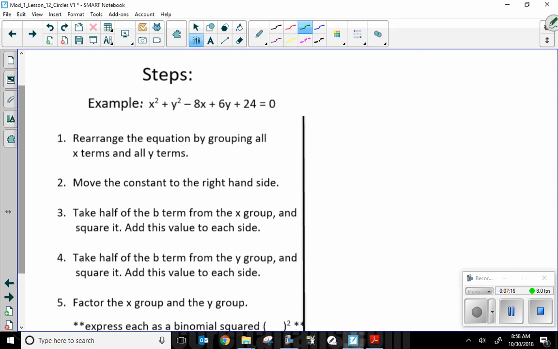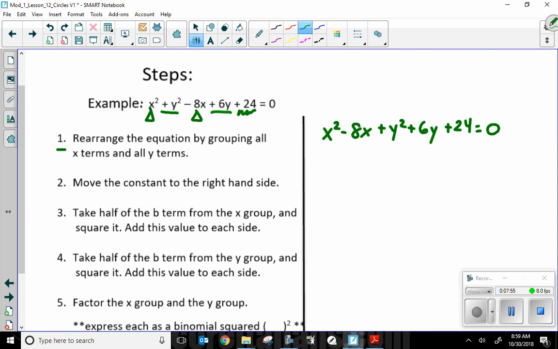So the first thing we're going to do is rearrange the equation by grouping all the x terms and all the y terms together. So I have x squared minus 8x, plus y squared plus 6y. And I still have this plus 24 by itself. That's the first step I want to do.